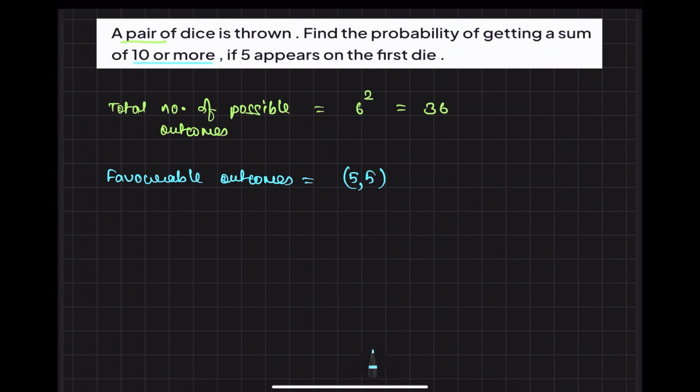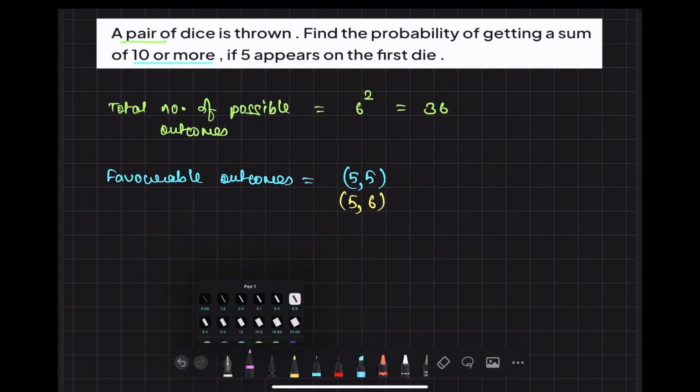Then suppose that I want 11. You know that the first 5 is fixed, and the second would be 6. So 5 and 6 is 11. Suppose I want 12. If you put 5 on the first dice, you cannot put 7 on the next dice, because the maximum value a dice can accommodate is 6. So these are the two favorable outcomes you can expect.